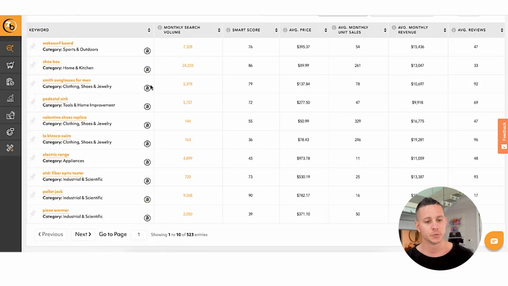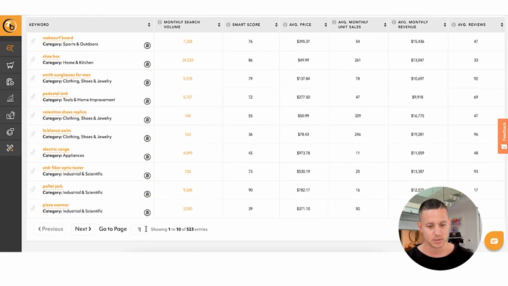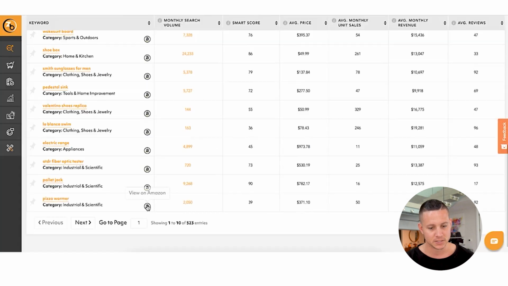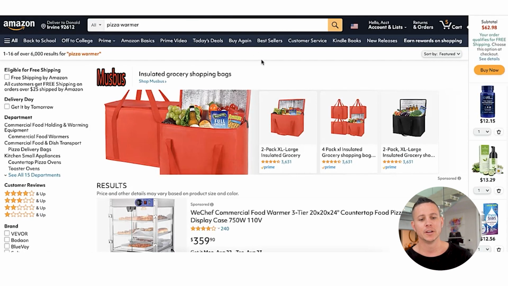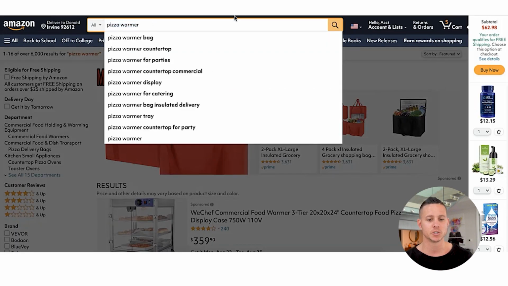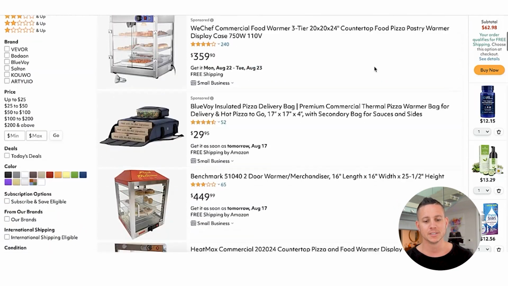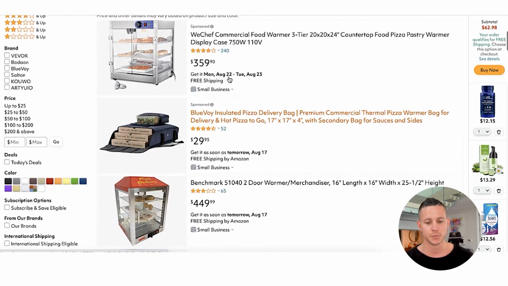So what we're gonna do is go ahead where it says Wake Surfboard, and open this on Amazon. Let's take a look at some of these other ones. We can see that there's another one. Pallet Jack is another interesting one. Pizza Warmer is another interesting one, right? So these are overall niches, which means that Zonbase is pre-populating this particular search term in the Amazon search bar. What we can see here is a lot of sponsored results, which we like to see.